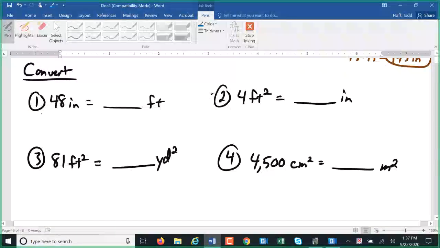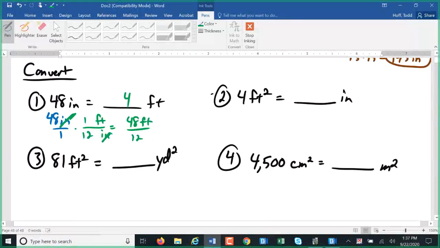So for the first one, 48 inches. We put that over 1. We're going to have inches on bottom, feet on top. 1 foot is 12 inches. So the inches cancel out. We have 48 feet over 12. 48 divided by 12 is 4 feet.